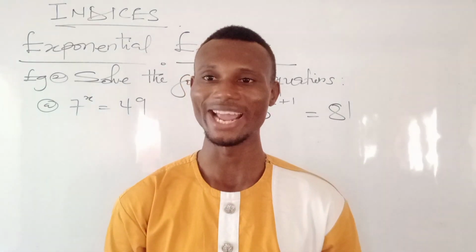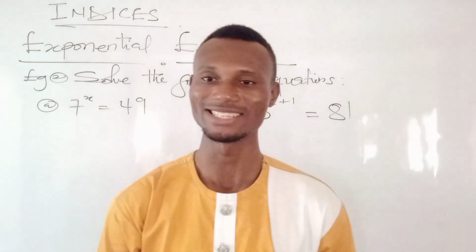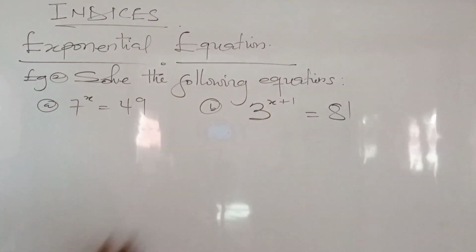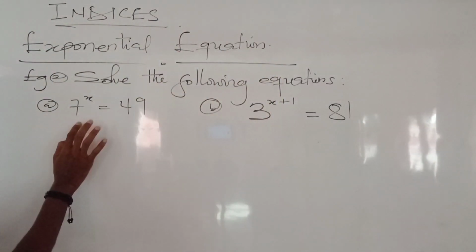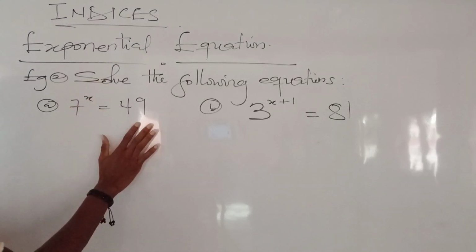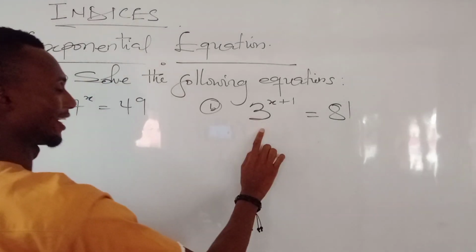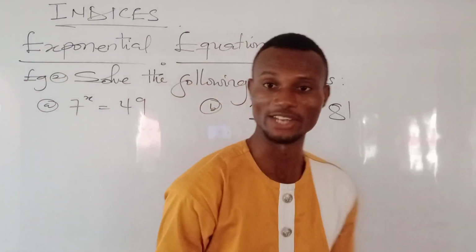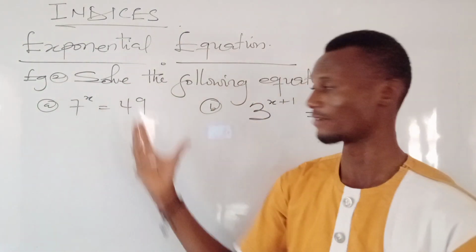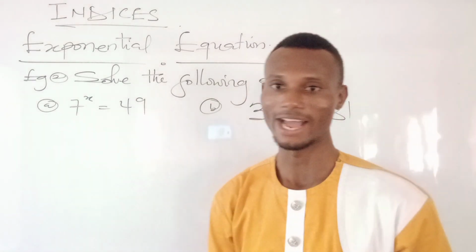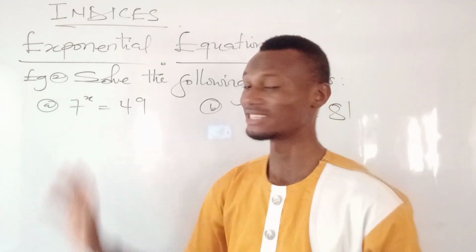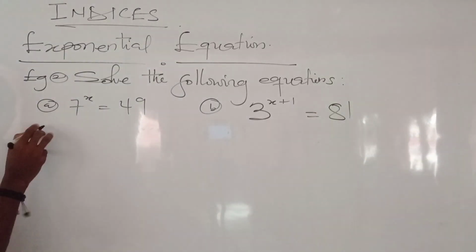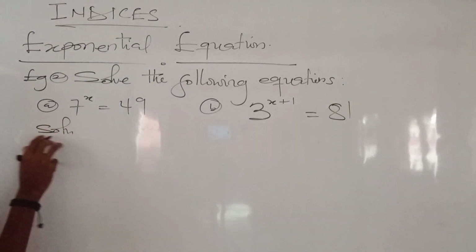So let's go ahead and handle the example 2 that I have on the board. Example 2 says solve the following equations. I have A, 7 to the power s equals 49, and B, 3 to the power s plus 1 equals 81. So we are going to solve for the value of s in these exponential equations. Let me start with A. Let me write my solution and let's do it together.